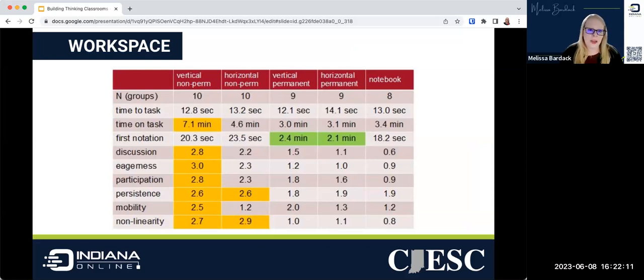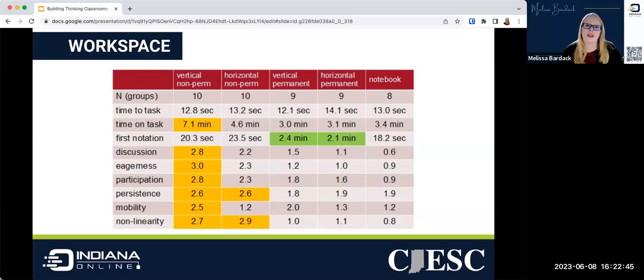Peter Liljedahl shares in his book some of this research. The time to start a task from a vertical non-permanent surface was 12.8 seconds, whereas with a student at a horizontal surface or a notebook, it ranged from 13 to 14 seconds. What I found interesting was the time on task while using these vertical non-permanent surfaces that were visible to all students. With a vertical non-permanent surface, there were 7.1 minutes on task, and only 3 minutes with a vertical permanent surface, or 3.4 minutes with a notebook.